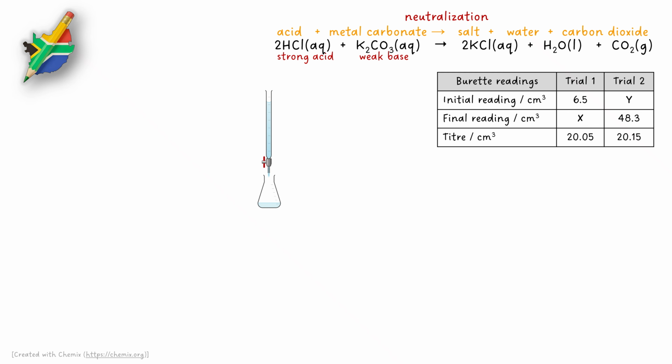We are given a table showing the readings on the burette in 2 trials or runs, which are repetitions of the titration. We need to start by calculating X. In trial 1, the initial reading is 6.5 centimeters cubed, which is read off the bottom of the meniscus. We do not know the final reading, but we are given the volume of the potassium carbonate solution used or transferred from the burette into the acid in the flask.